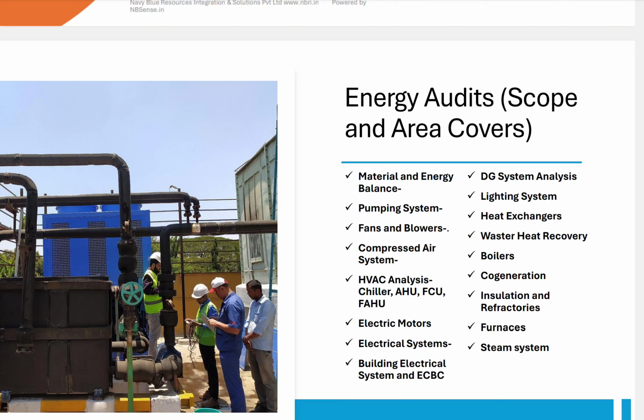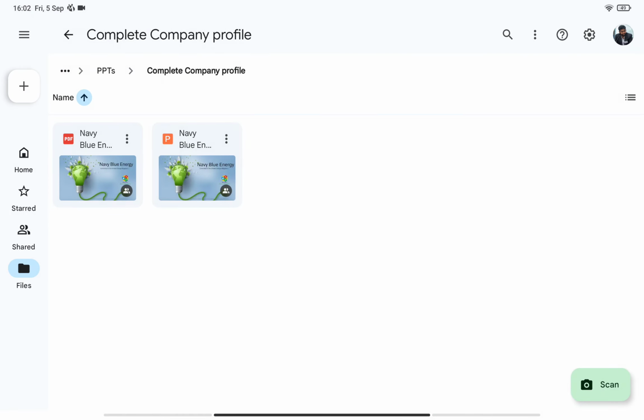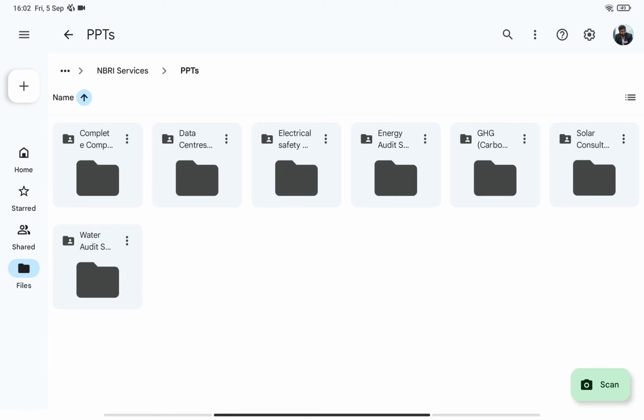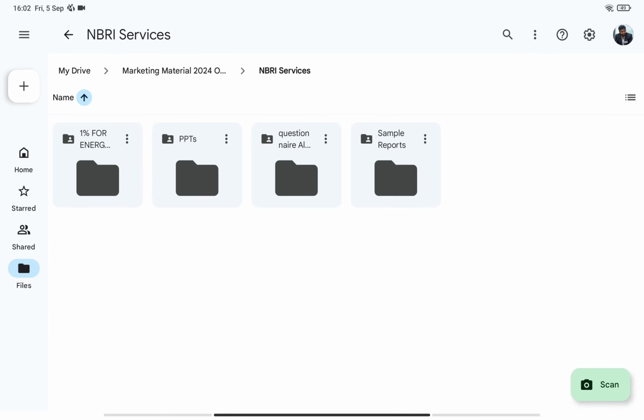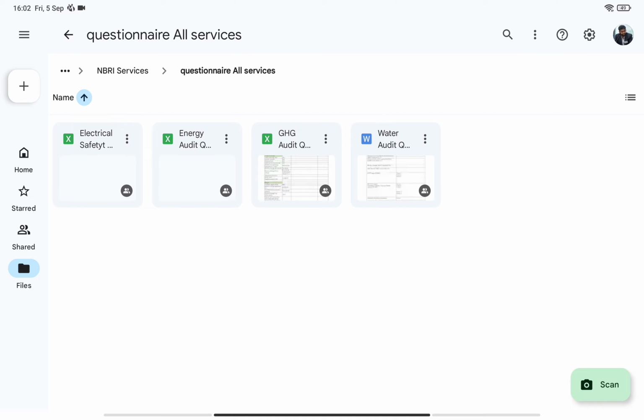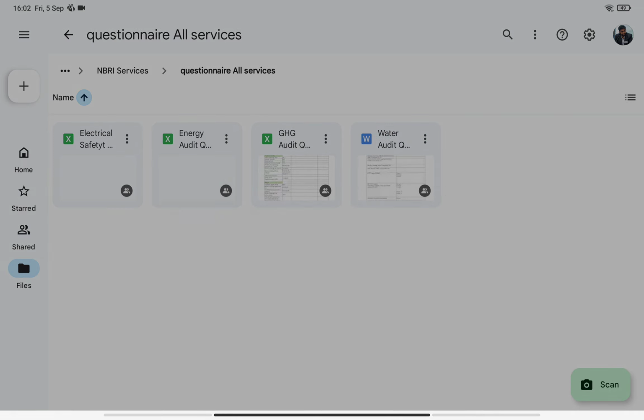In which parameter do we define our prices? Pricing, yeah. For pricing, basically we have a standard questionnaire. I will show you where the questionnaire is. It is in the NBRI services PPTs only. So these are the standard questionnaires. The client is a professional, they have that much interest. You have to share this one-pager questionnaire.